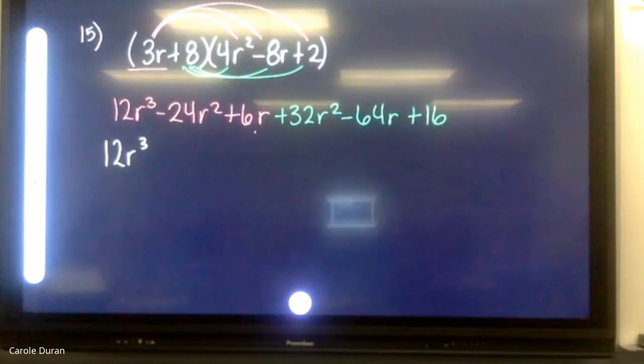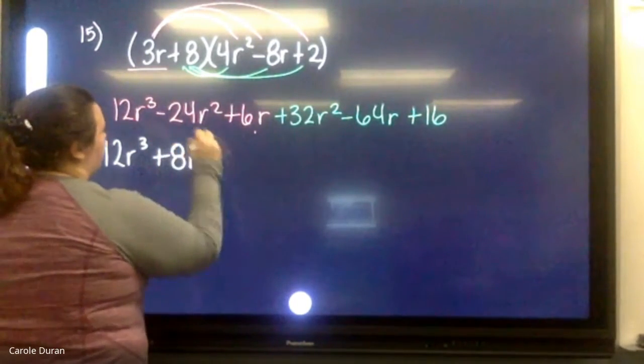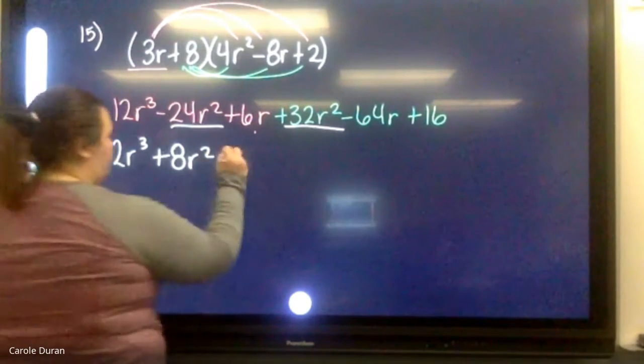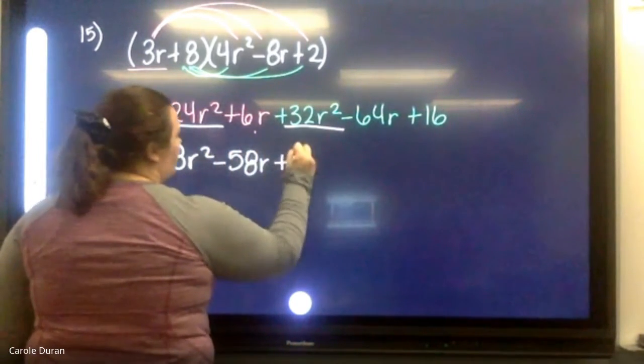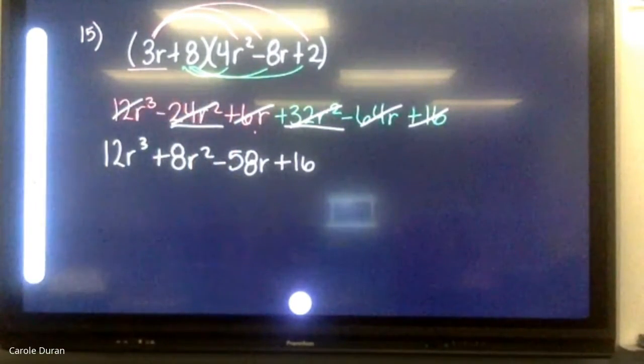Go ahead, Cole. It'll be 8r squared. How'd you get 8? 32 minus 24. Perfect. So 8r squared, because he put these two together. Then what? Put the 6r and the negative 8r together to get negative 2r. Good. And then plus 16. If it helps, you can cross them out as you combine them to ensure you didn't skip anything. Ebony, what was your question? It was explaining the answer. Okay. Any questions on that one? 12r cubed plus 8r squared minus 2r plus 16. No major questions, concerns, or issues with that?